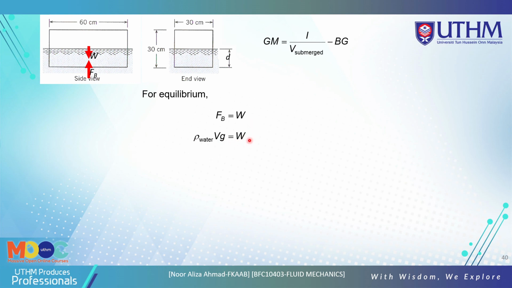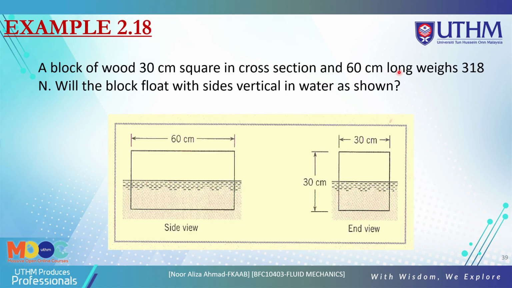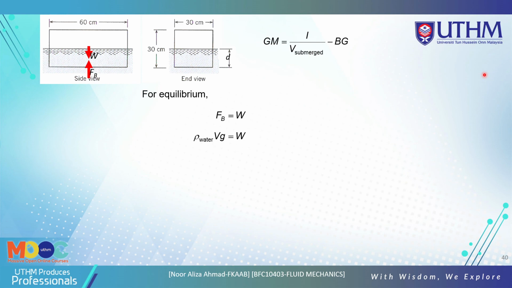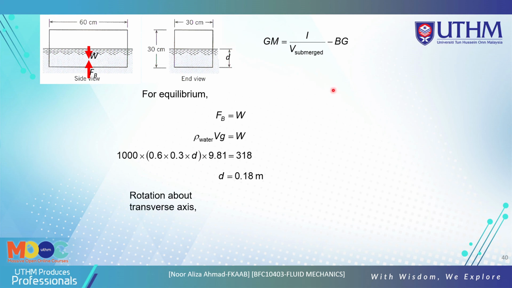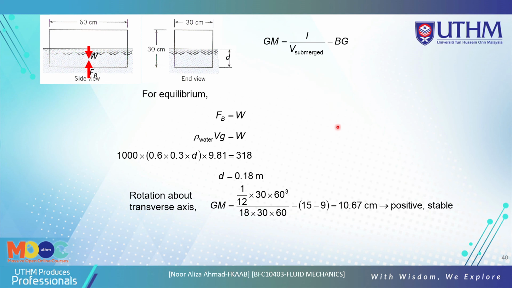We know that W is given as the weight. The weight is 318, that's why you get the 318 here. And just put the 0.6 times the 0.3 here, and times the D. We don't know the D, we want to find the D. So the rotation about the transverse axis uses the GM to get the stability. So you just put the values here, and we know that it is possibly positive.